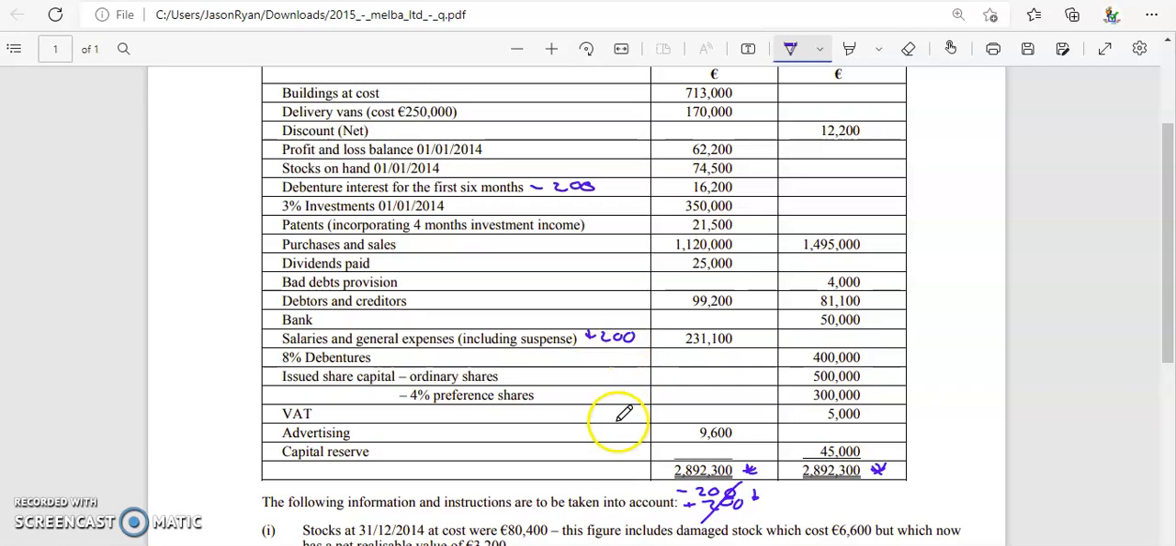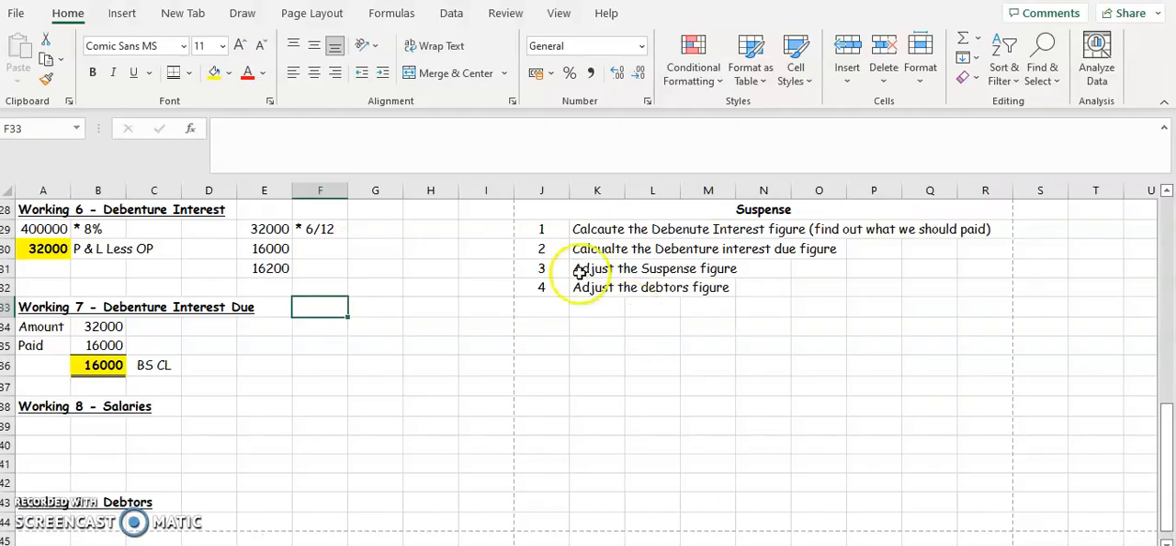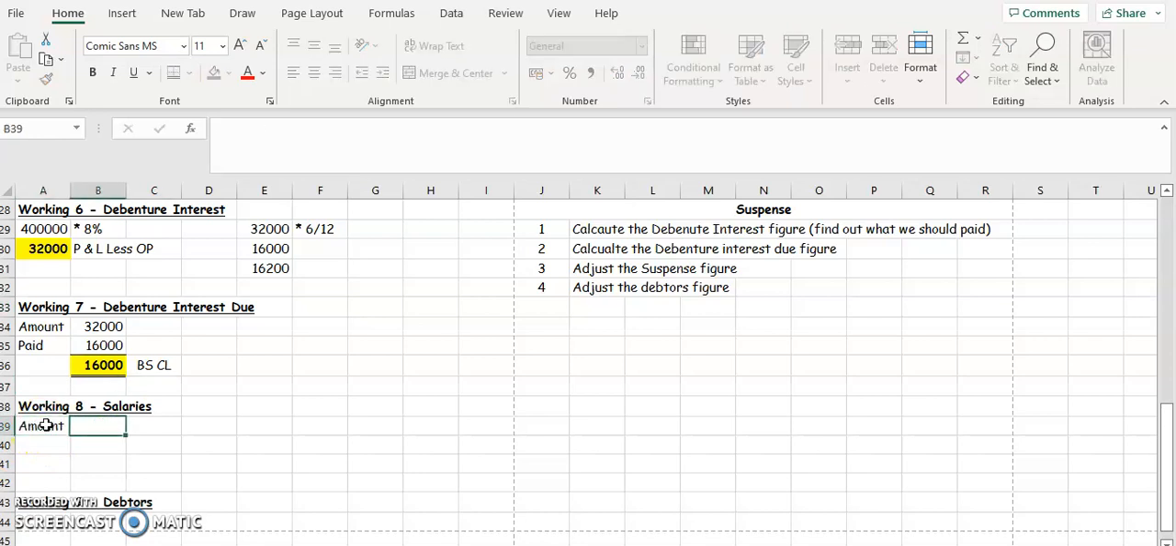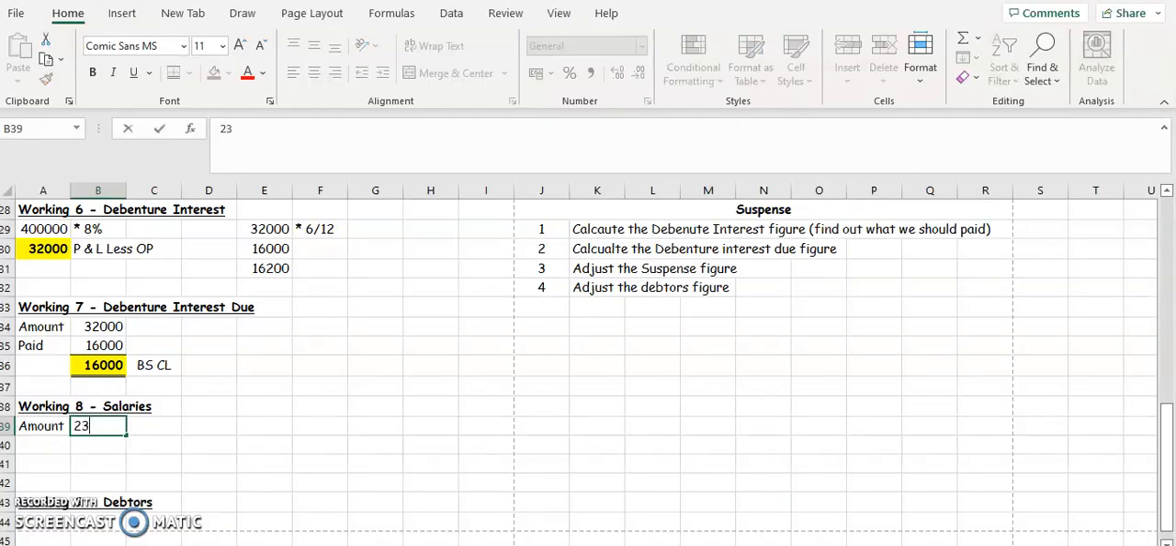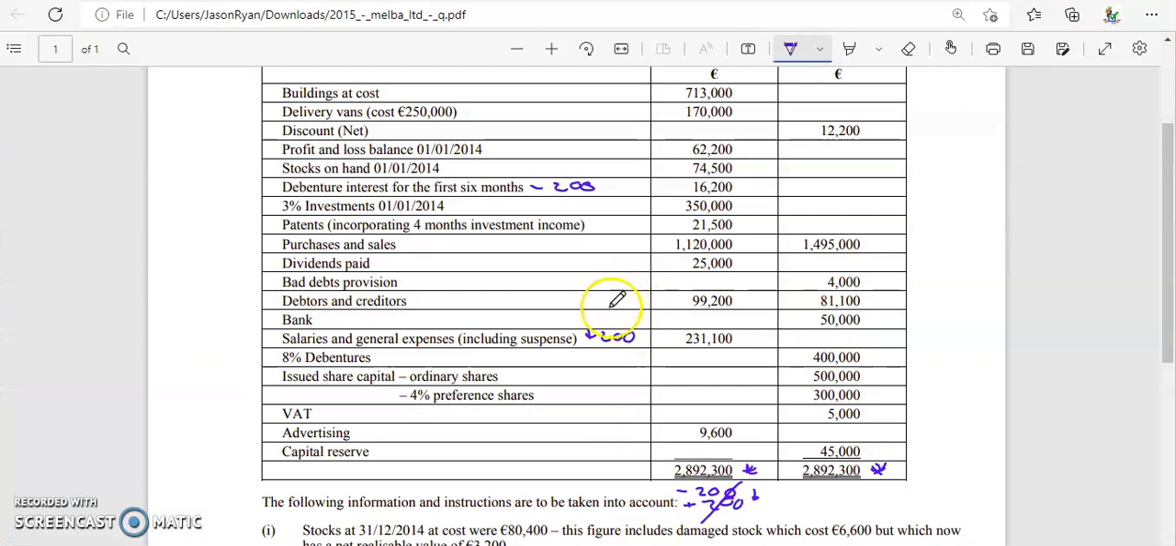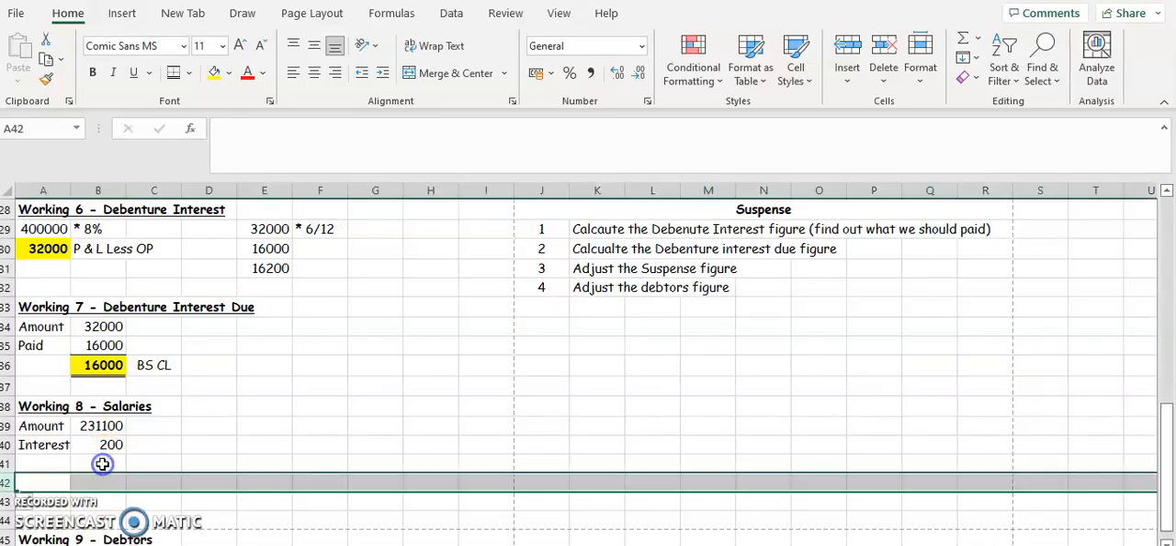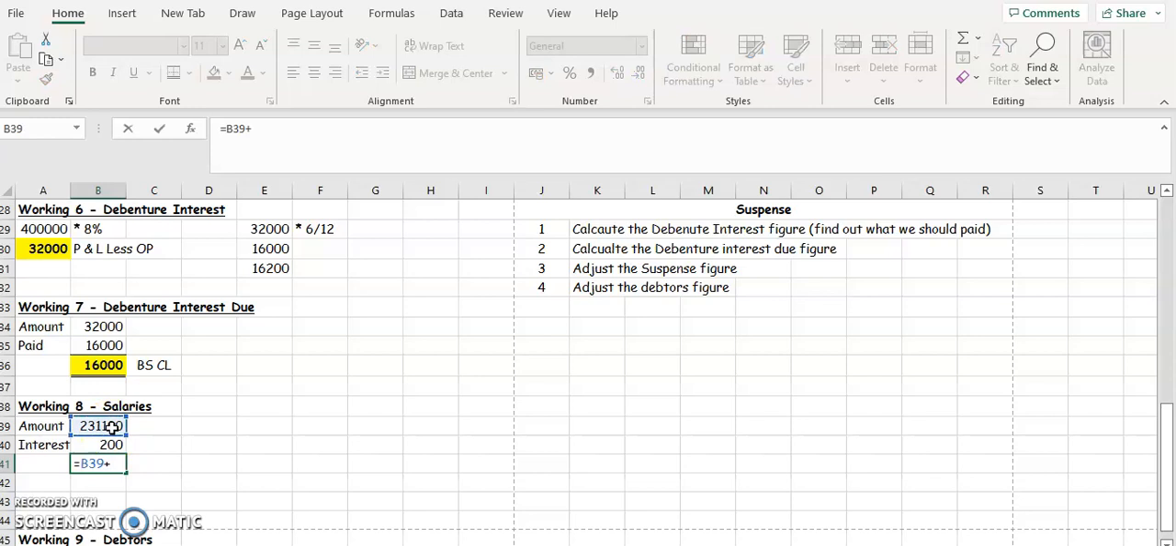So we're going to add that on to our salaries and our general expenses. So that's going to be the third one, adjust our salaries. So our salaries, the amount is taken from the trial balance. So 231,100, sorry. Then you've got your interest, which you said was 200. And on the trial balance, I'm taking that away. Okay, so we're going to add that interest onto our salaries.